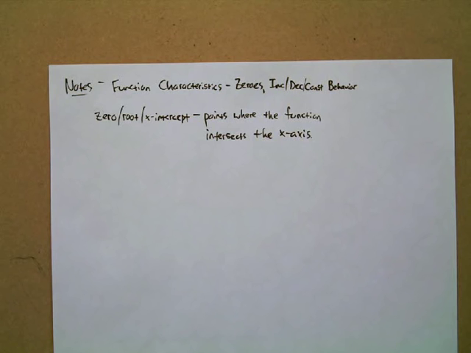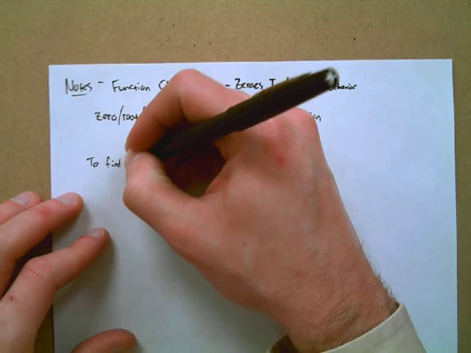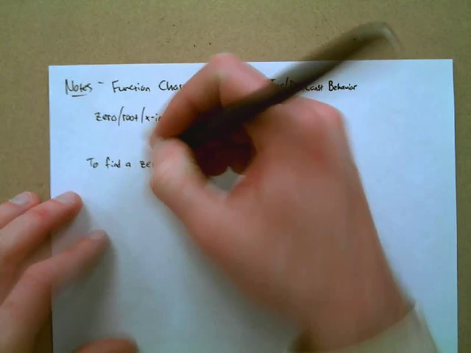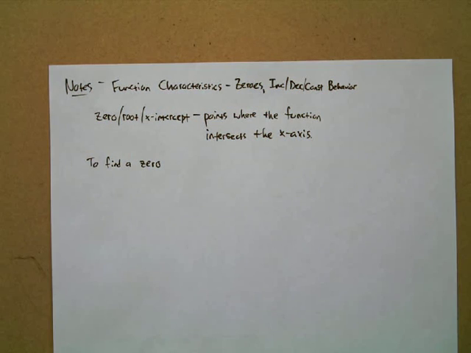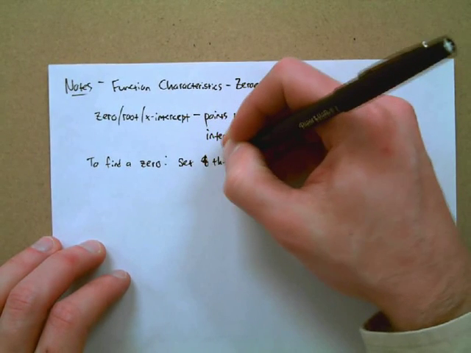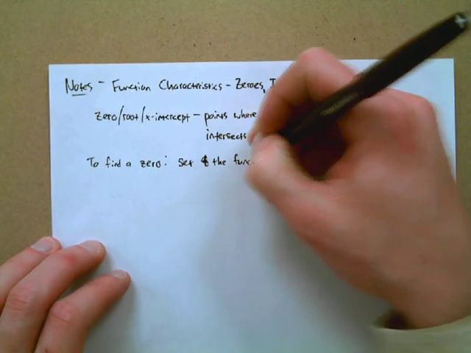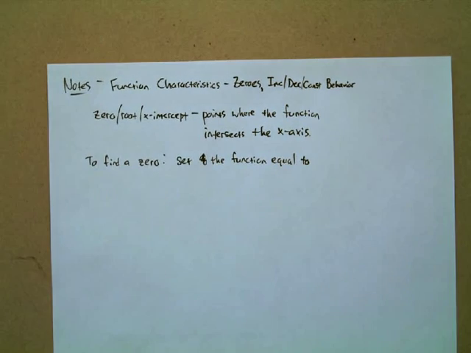All right, and again, this isn't going to be too mind-blowing, but to find a 0, or root, or an x-intercept, well, we're going to set the function equal to what? 0. Yeah. No surprises there. Set the function equal to 0.